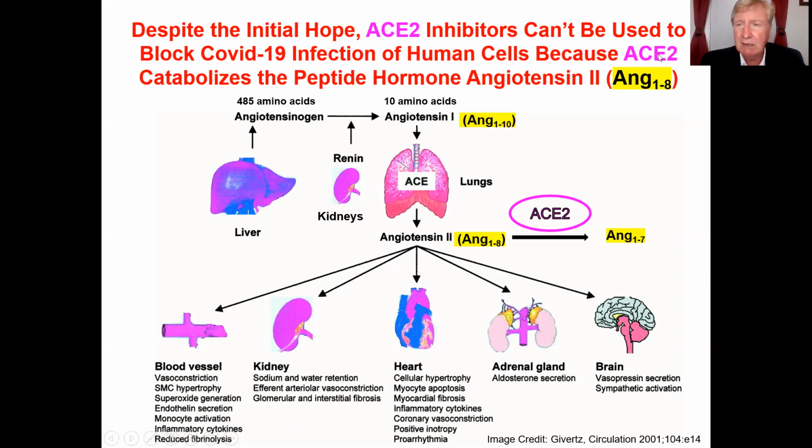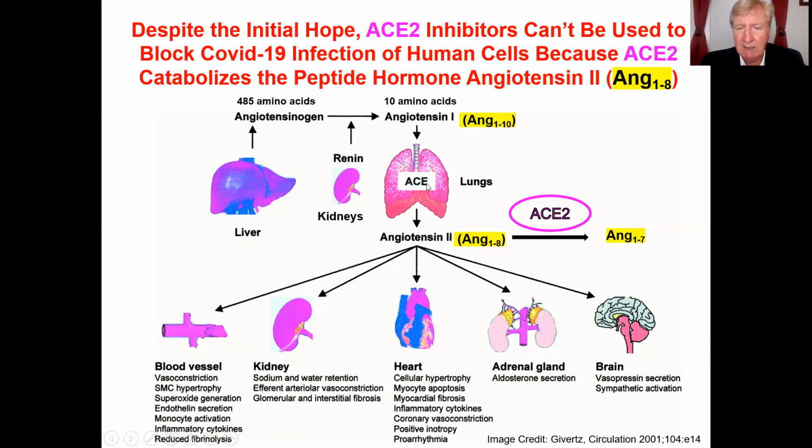The reason for that is that ACE2 is critical in the catabolism of the peptide hormone known as angiotensin 2, or angio 1 to 8. This is a hormone that has tremendous bioactivity in our body. The precursor hormone is called angiotensinogen. It's 485 amino acids and is made in the liver. That gets secreted into our blood. It makes it to the kidney, and there's another enzyme there called renin that clips this big protein, liberating a 10 amino acid peptide called angiotensin 1, or angio 1 to 10.